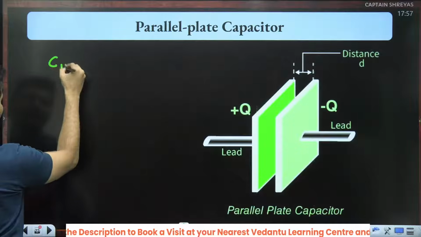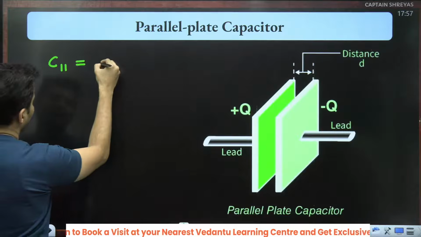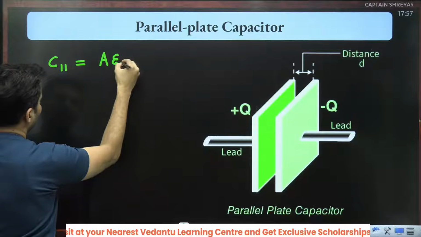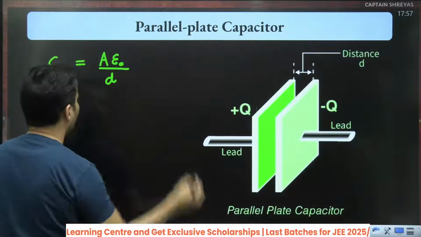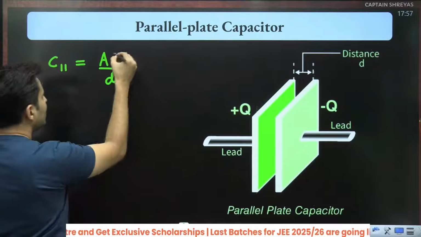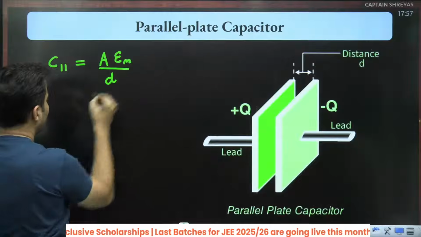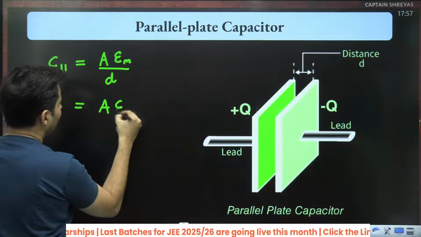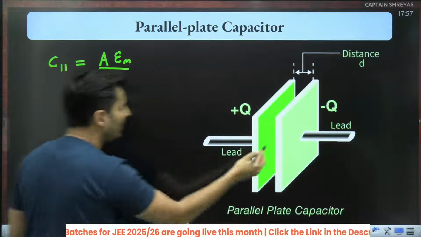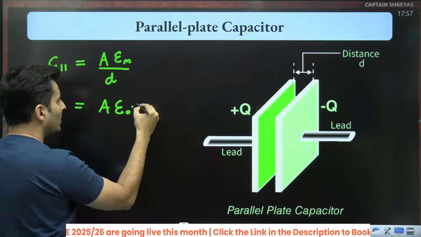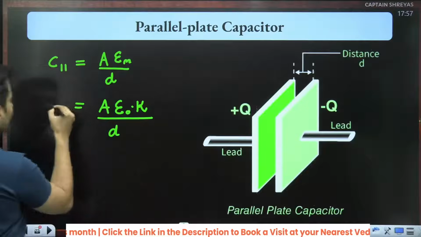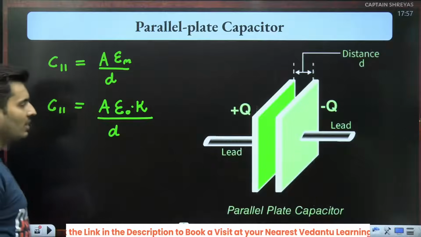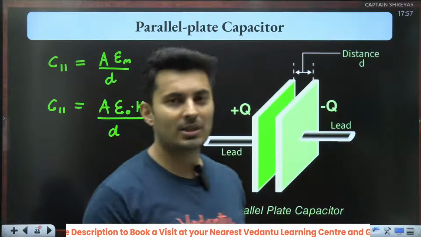So the capacitance of a parallel plate capacitor is A times epsilon naught divided by D. Later on, this epsilon naught will be replaced with just epsilon of the medium, and you remember epsilon of the medium in between is permittivity of vacuum into that K, which is your dielectric constant, which we have studied before in the chapter of electrostatics.